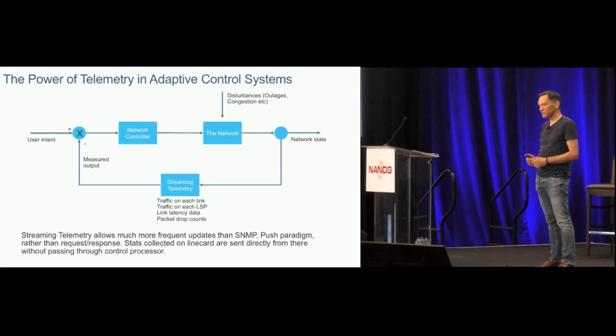And as you heard on Monday from the Google talk, streaming telemetry is far superior to SNMP to acquire this type of data in quasi-real-time. You can send it at much higher frequencies, and also it's much more accurate because you're not suffering from those averaging artifacts that we saw discussed on Monday.